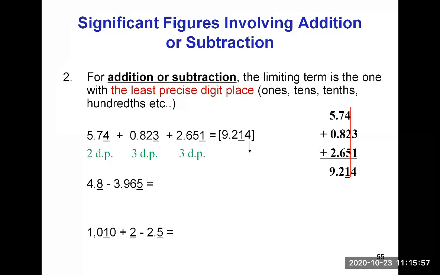So 9.214 is the calculator answer. We need to keep 2 decimal places. What comes after is a 4. So we need to round down. So we'll have a final answer of 9.21.